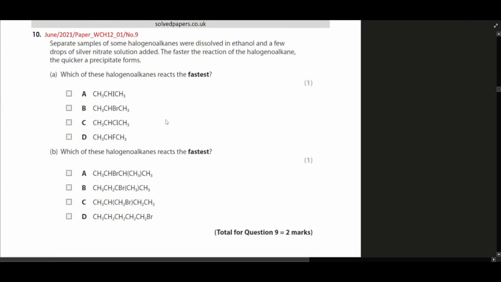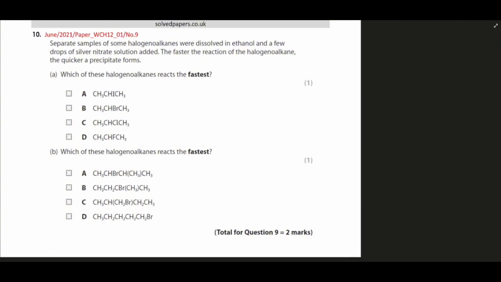Separate samples of some halogenoalkanes were dissolved in ethanol and a few drops of silver nitrate solution added. The faster the reaction of the halogenoalkane, the quicker a precipitate forms. Which of these halogenoalkanes reacts the fastest? Tell, fast. I think you have seen this. It's A. Give me a logic, no problem. Give me a logic, then we'll.